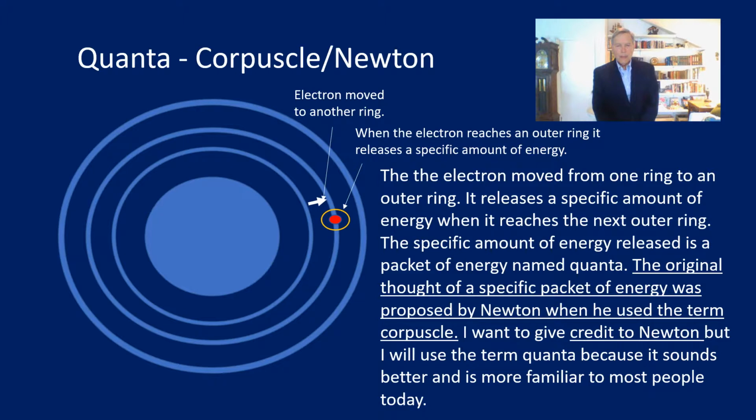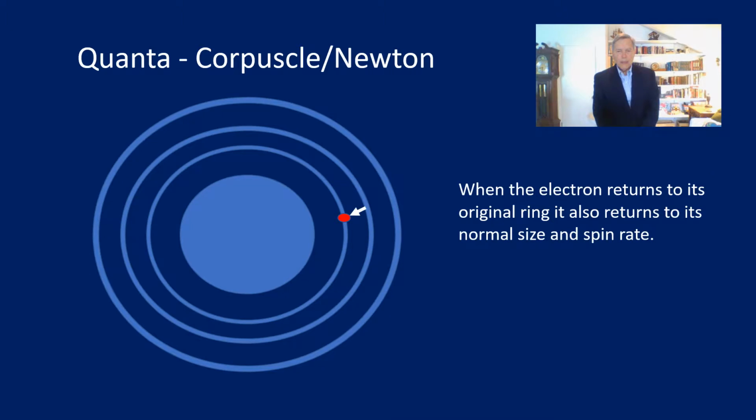The electron moved from one ring to the outer ring. It releases a specific amount of energy when it reaches the next outer ring. The specific amount of energy released is a packet of energy named quanta. The original thought of the specific packet of energy was proposed by Newton when he used the term corpuscle. I want to give credit to Newton, but I will use the term quanta because it sounds better and is more familiar to most people today. When the electron returns to its original ring, it also returns to its normal size and spin rate.